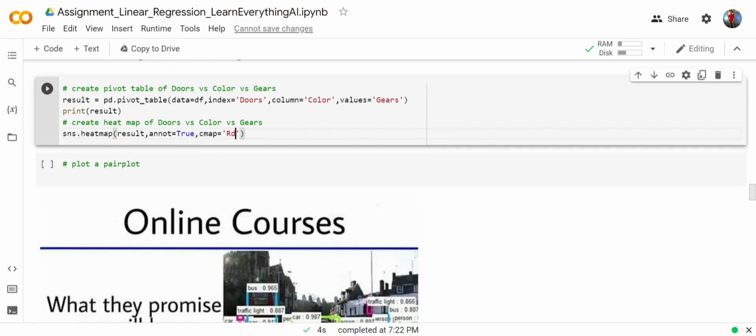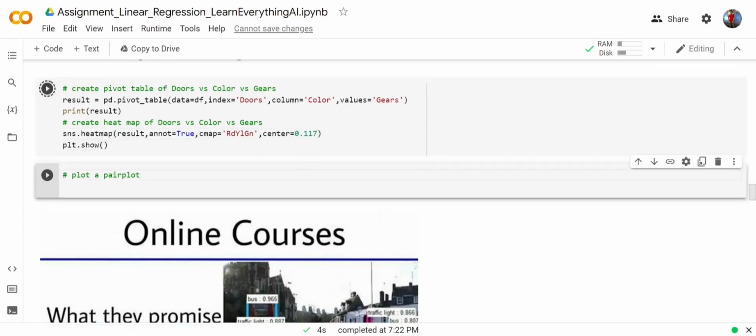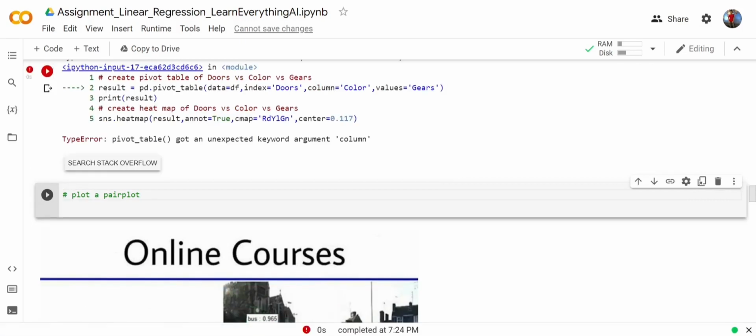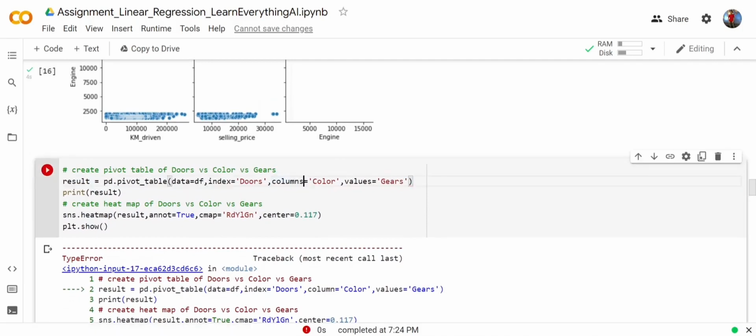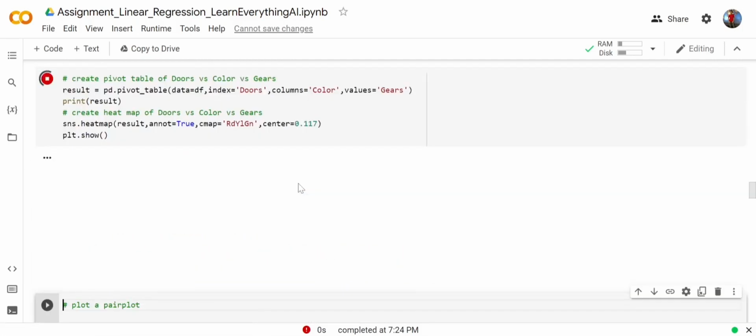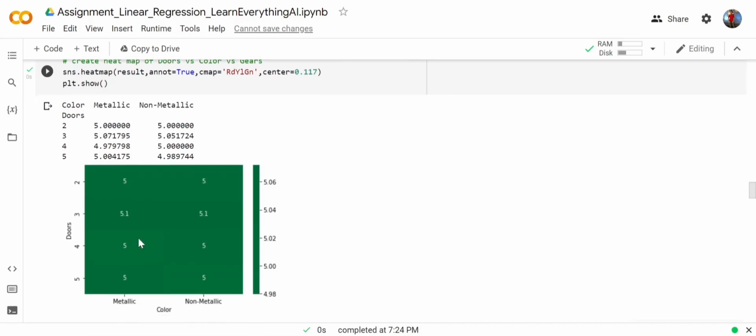We use some decorative variables here. Yeah. So we have our pivot table as well as the heat map that is formed. So we can see that metallic and doors and non-metallic and doors is plotted in a table, and we can extract the information out of it.